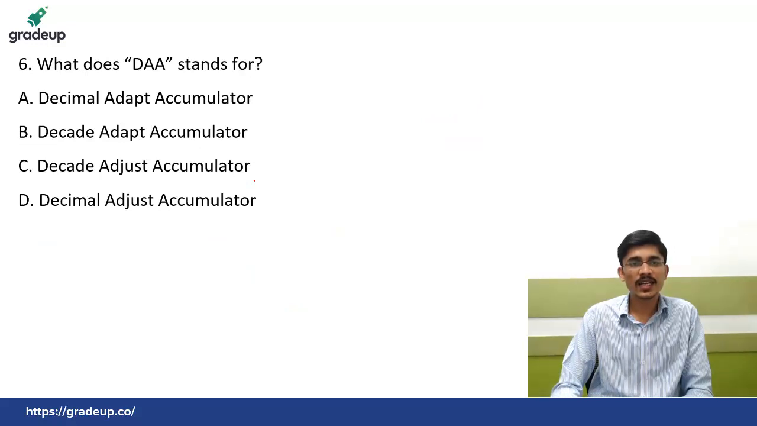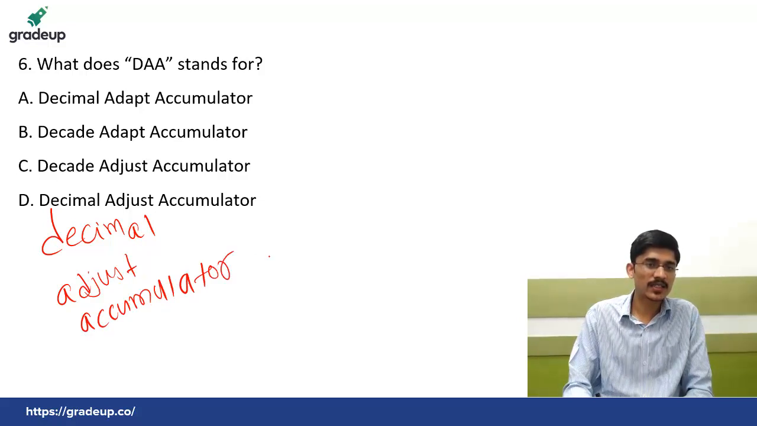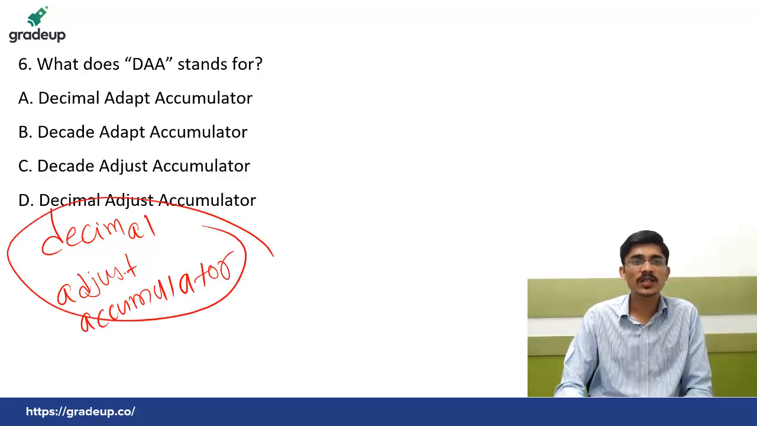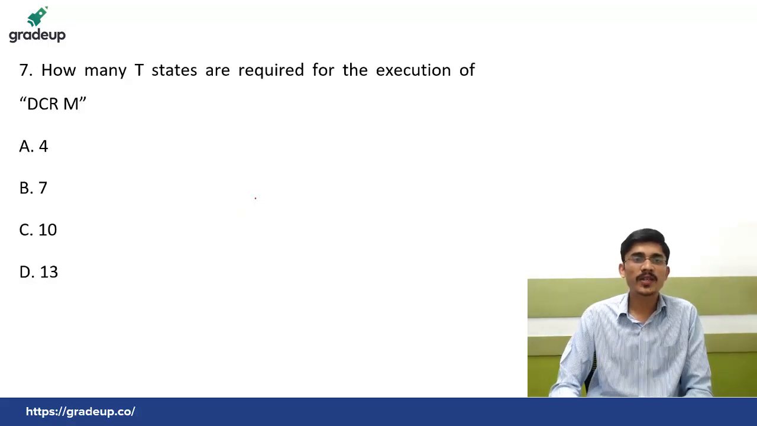What does DAA stand for? It is nothing but decimal adjust accumulator. It will just adjust the contents of the accumulator to a decimal value. So this is what DAA stands for. So let's move to the next instruction, which is how many T states are required for the execution of decrement M.